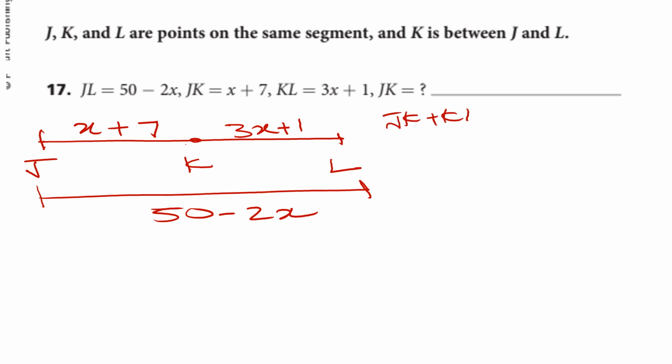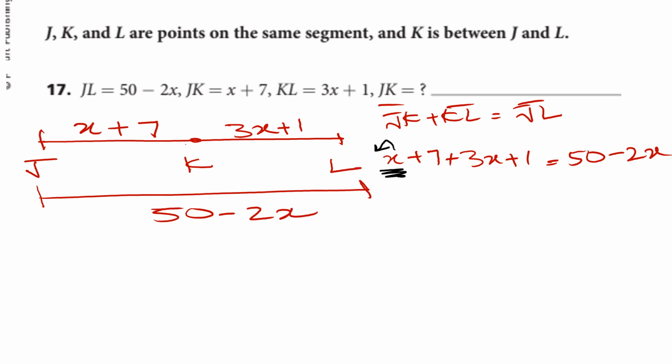First write JK plus KL equals JL. Now replace them by their values. So JK is x plus 7, KL is 3x plus 1, equal to 50 minus 2x. Now like terms. So this is x. There is no number before x, it means 1. So 1 plus 3 is 4x. Now we have 7 and 1. So plus 7 plus 1 gives us plus 8, equals 50 minus 2x.